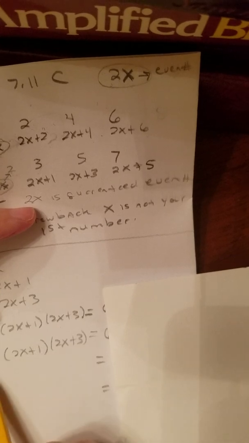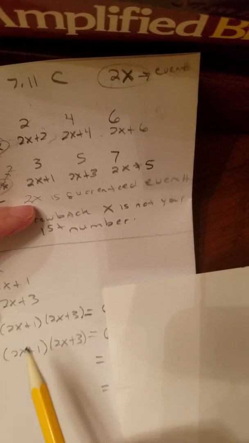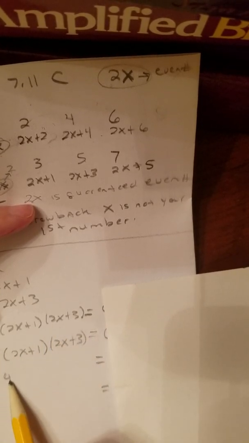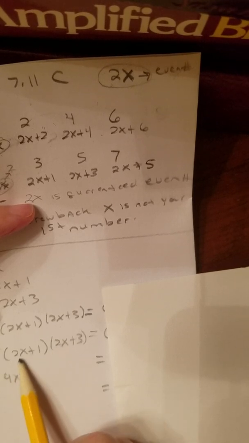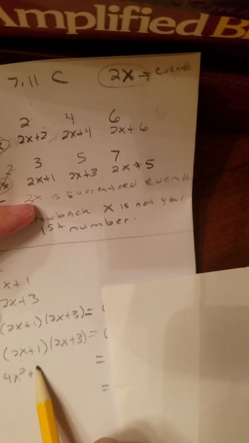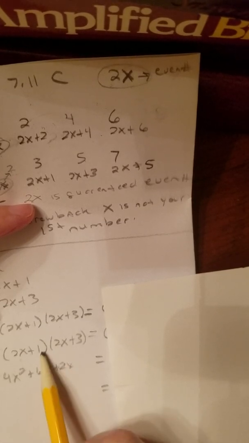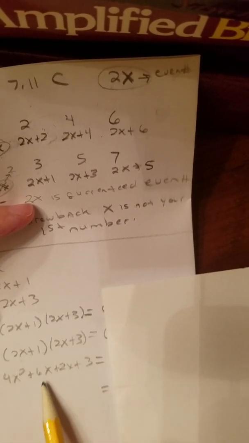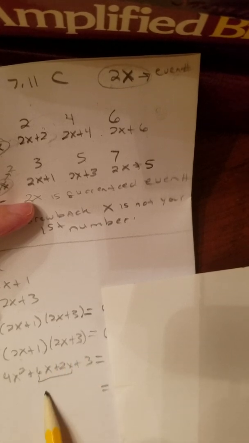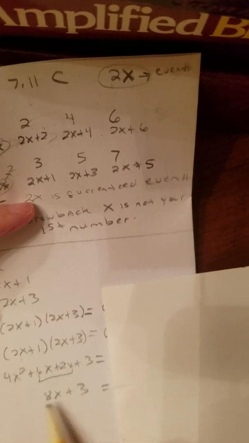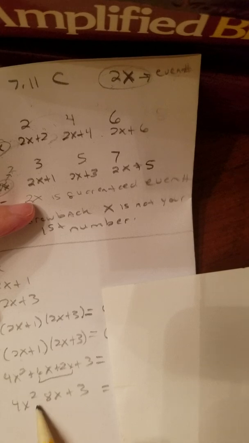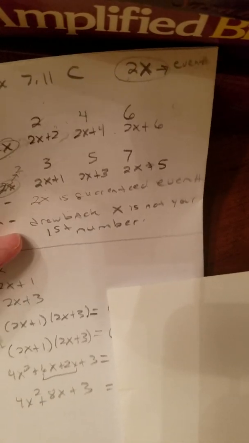I'm going to use that FOIL method here, right? I'm going to do FOIL. 2x times 2x is 4x squared. 2x times 3 is 6x. 1 times 2x is 2x. And 1 times 3 is 3. But this 6x and the 2x can become 8x if you simplify. All right, so we've simplified the left side.